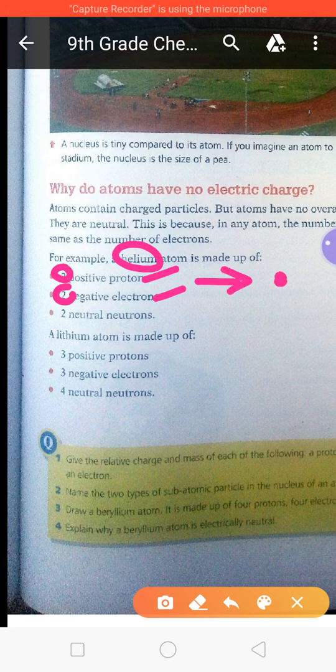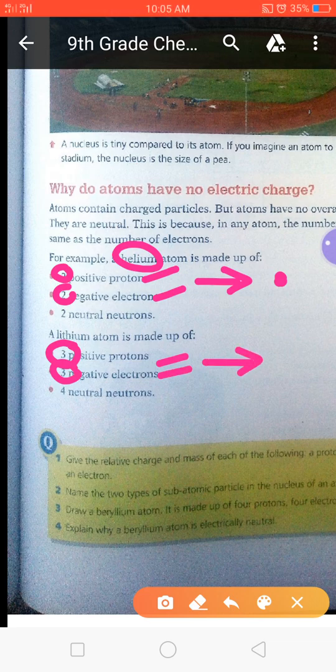And another example, you can see that in lithium, the positive particles, protons, are 3, and the negative particles, electrons, are also 3 in number. That's why these particles can neutralize each other, and the charge of the lithium atom is neutral. So that's the reason why an atom does not have any electric charge. Okay guys, this was all about the structure of an atom, the particles of an atom.